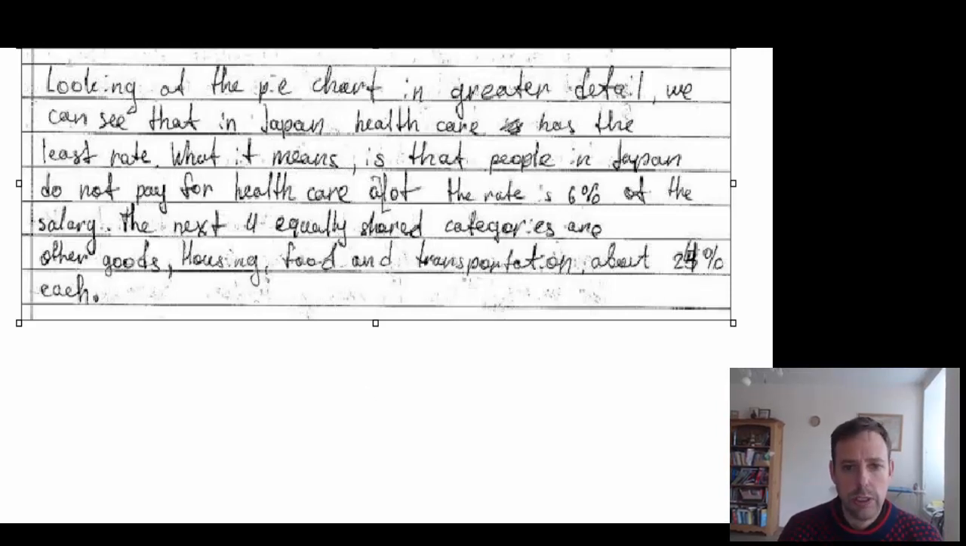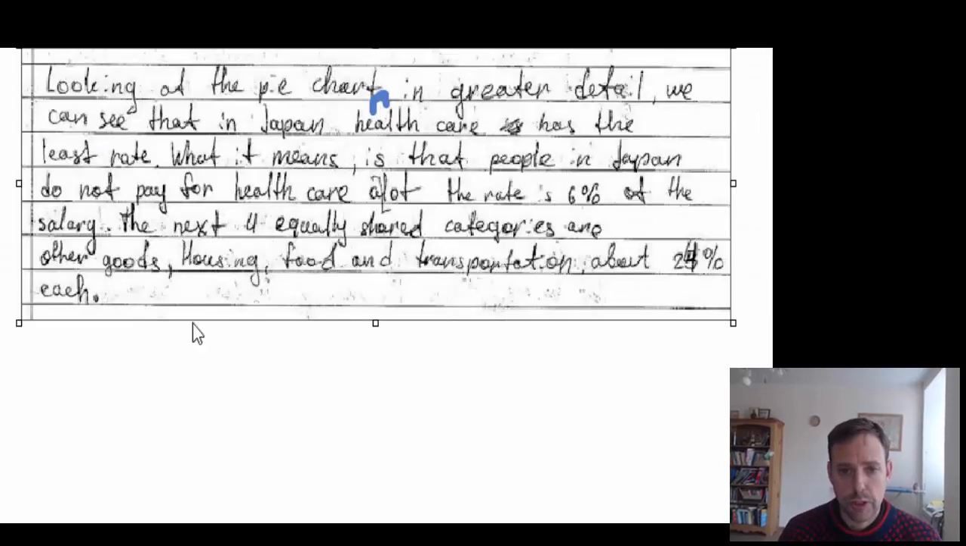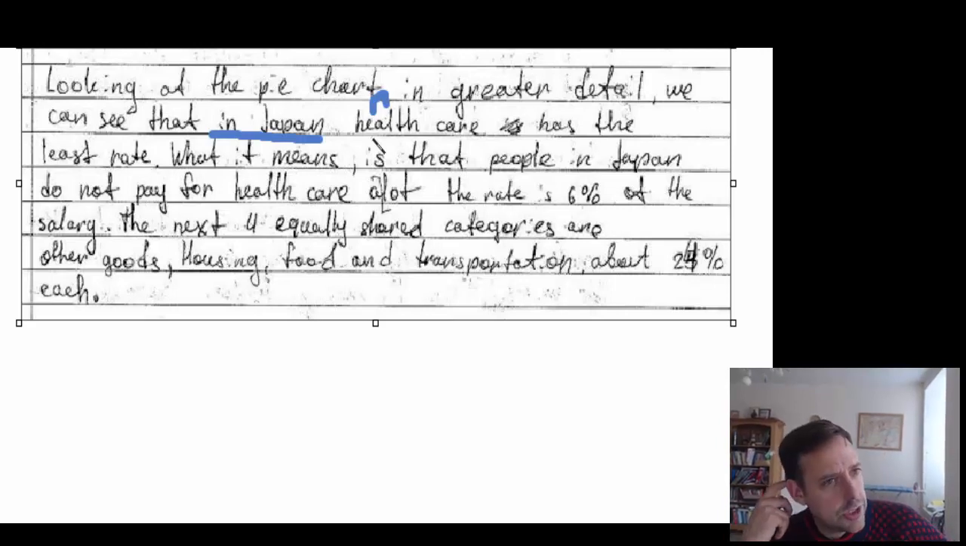Let's have a look. So looking at the pie chart in greater detail. So first of all, pie chart. There are 2 pie charts. I don't know if I picked up on that before. The pie charts, yep, the pie charts. But here, the pie chart, we don't know which one. So it's not a big mistake, but are we looking at Japan or Malaysia? We can see that in Japan, okay, so the person's here, they've clarified. In Japan, healthcare has the least rate. Okay, so this is okay. It's information, and they're highlighting the fact that healthcare has the least rate.